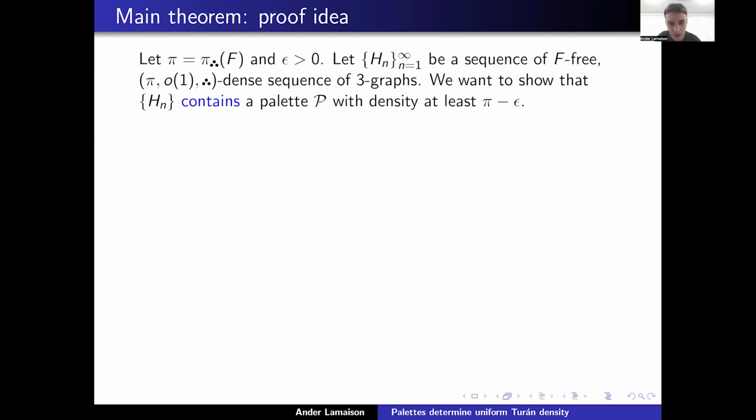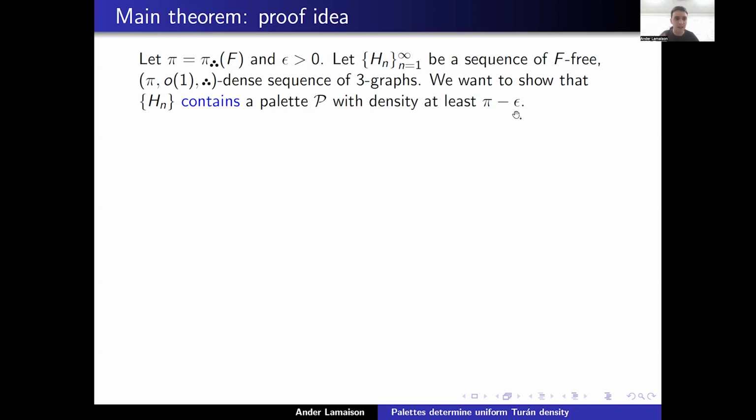And so how do we prove this? So let's recap. We already know that the palette Turán density of a hypergraph is certainly a lower bound on the uniform Turán density, and we need to show the upper bound. That's the hard part. So let's denote the uniform Turán density of F by pi. Our goal is for every epsilon to find some palette P with density at least pi minus epsilon that F does not admit. So what do we know about the value pi?